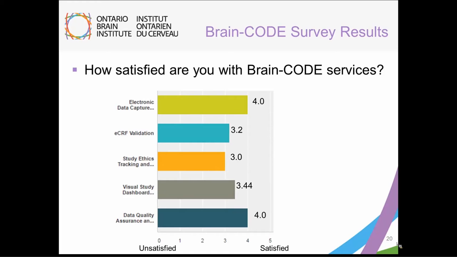For study ethics tracking and reporting, a score was 3 out of 5. For visual dashboard design, the average score was 3.4 out of 5, and one of the comments here was that they found the dashboard was sometimes slow to load once logged in, so maybe that's something we can investigate. And finally, for data QA and QC, the average score was 4 out of 5.